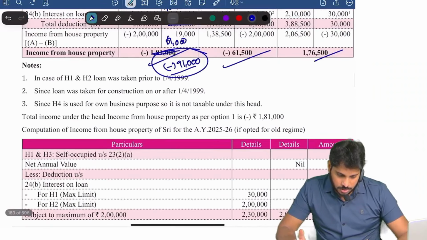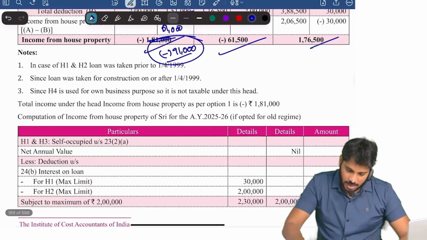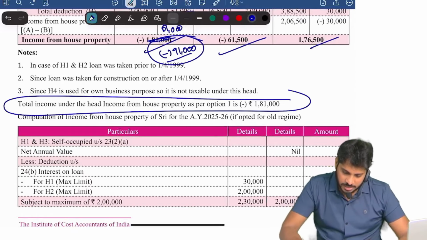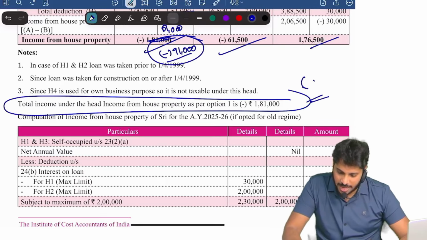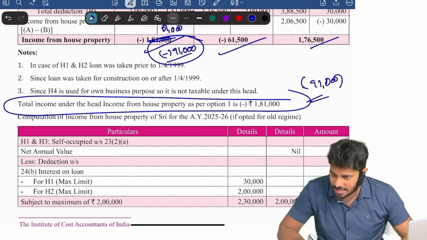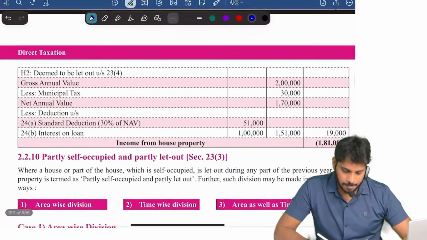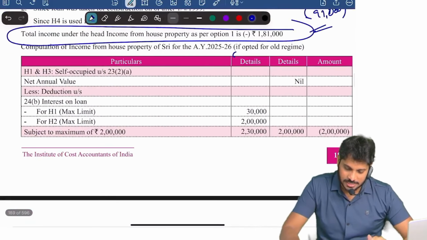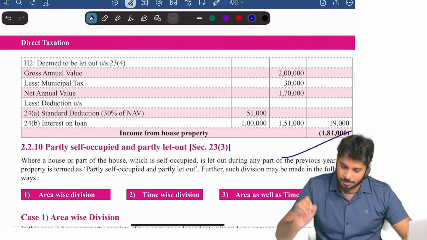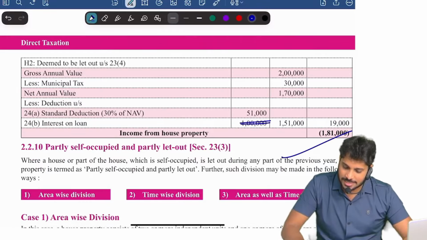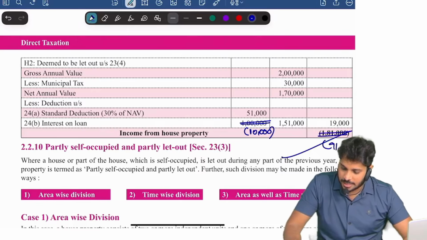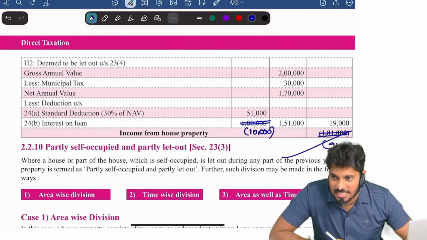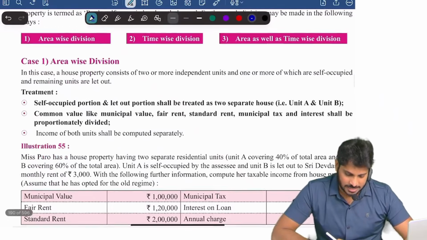So total income from house property, option 1 is this one they said. Actually for us it is 91. That option only is correct. Next. So finally they declared that option as income computation. You see, they considered interest as 1 lakh, but actually they gave 10,000 in the question. Therefore it is 91,000, which is what our answer is. Easy. Next.